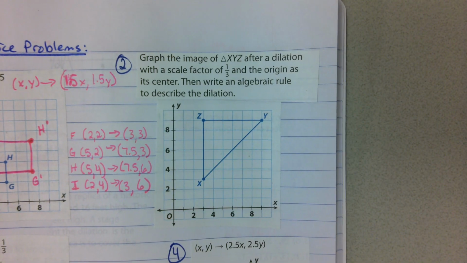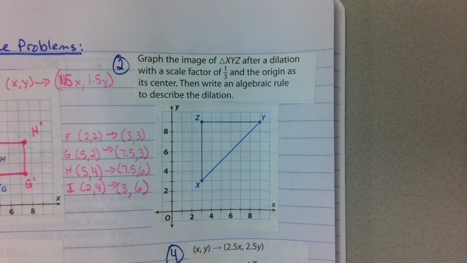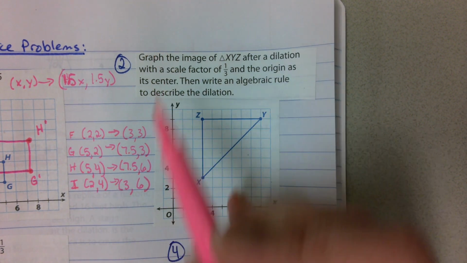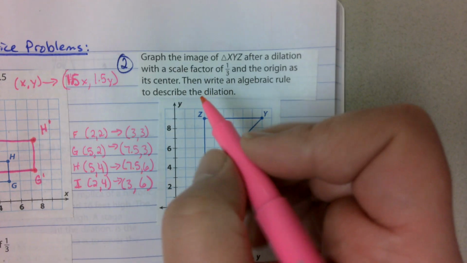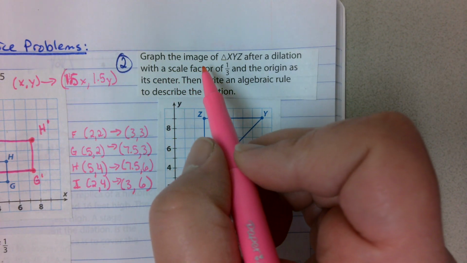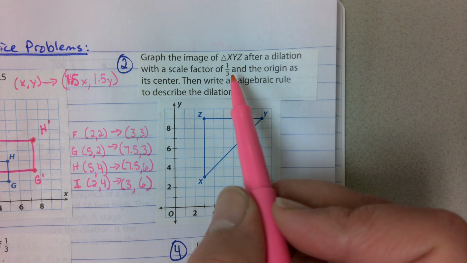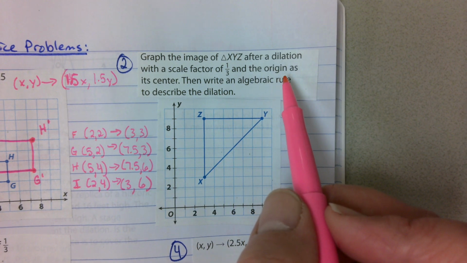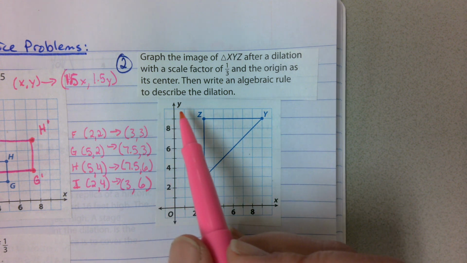All right. And I realize you're not going to be able to show me these, so I'm going to work them out. I would appreciate it if you would pause and sketch this and work them out and not just watch me work them out. So number 2 says graph the image of triangle XYZ after dilation with a scale factor of 1/3 and the origin as its center. Then write an algebraic rule to describe the dilation.